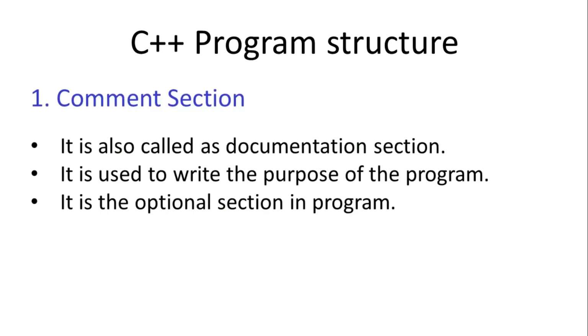So first is the comment section. What is the comment section? It is also called the document section. It is used to write the purpose of the program, and it is an optional section in a program. Any program is the steps that are written for performing a task or solving a problem. It is the set of instructions given to the computer so that it will perform them and give the output. The comment section defines what that program is doing for the user.